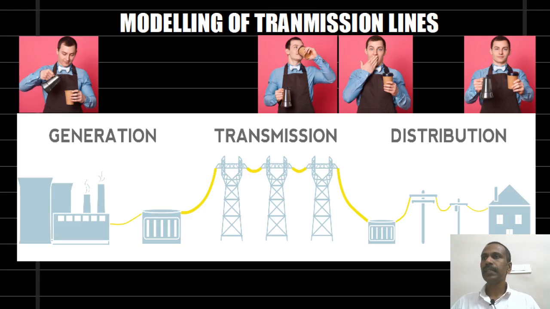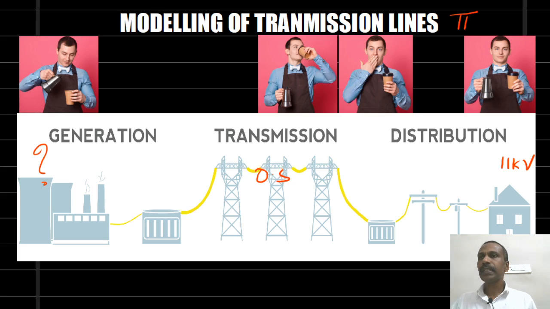Hi students, in this class we are going to study the modeling of medium length transmission lines using Pi network. Suppose a consumer needs some 11 kilovolt at the load side. As you know, this transmission line will take a certain voltage drop. So how much voltage should be generated at the source side?